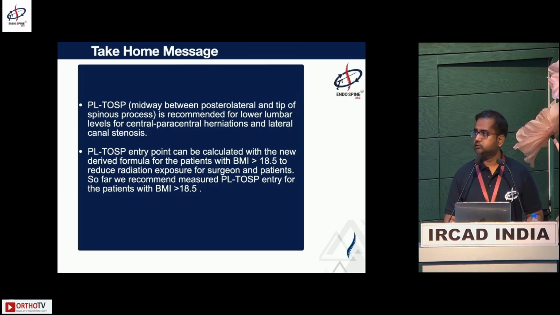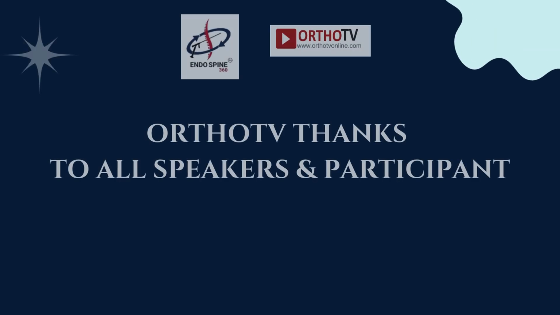Also, there is an angle guide which is in the process of validation, and approval is awaited, for entering the PL-TOSP. Once we know the PL-TOSP entry, we can precisely know the angle through which we can directly reach the pathology. So initially, for the first cases, we should know all these entry points, but once we know the pathology is a central or paracentral herniation, we can straight away use the PL-TOSP entry point and directly approach the pathology. Thank you.